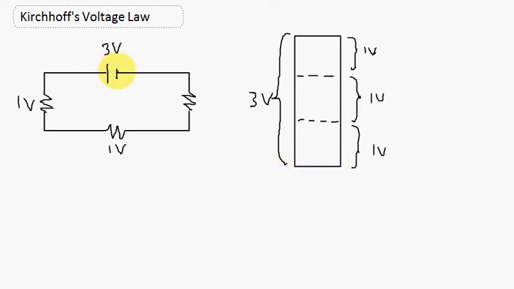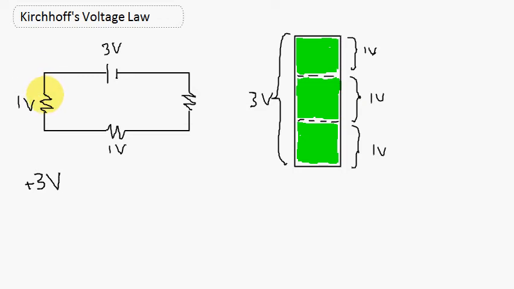However, as we move across a battery to the positive terminal, we gain the specified voltage. We gain 3 volts. There we go, 3 volts. And we'll write that down. Plus 3 volts. That is how much we gained by crossing the battery.